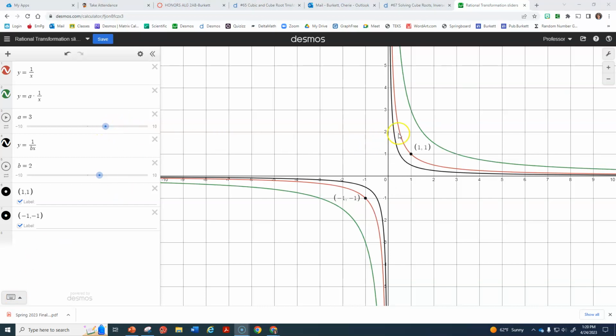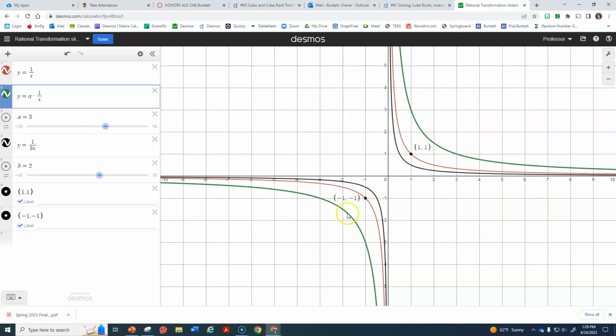Okay, I finally got a to move to 3, and you see it used to be at (1, 1). Now it's at (1, 3). Again, why? The a changes the y value. So you take your y value, which was 1, you multiply it times 3, and now it's at (1, 3). Well, if it's at (1, 3), it's also over here at (3, 1).